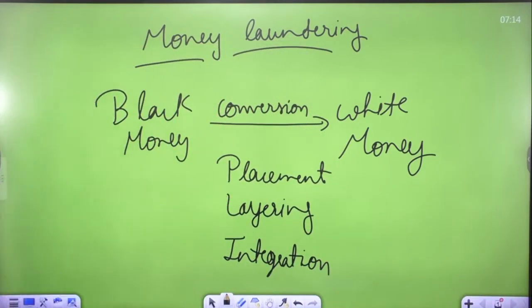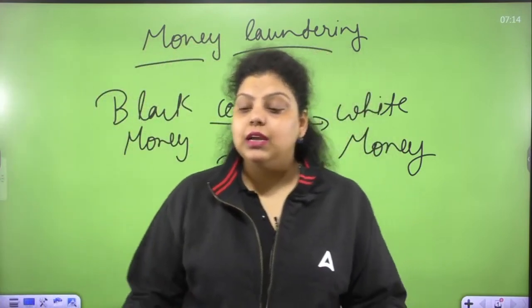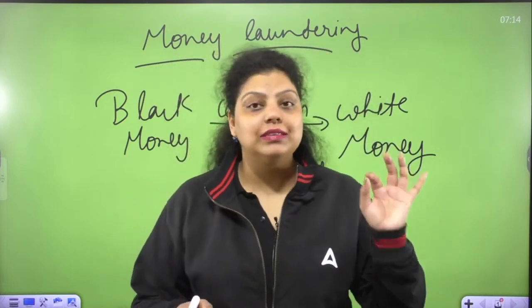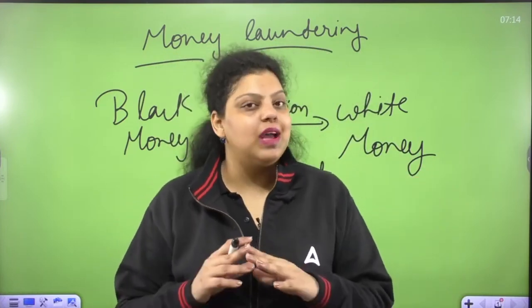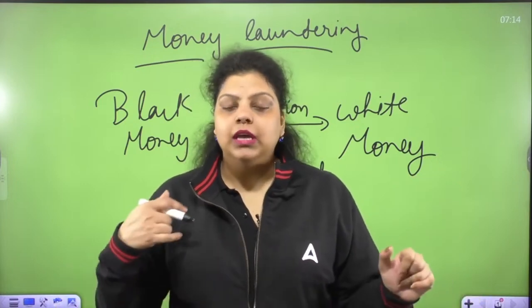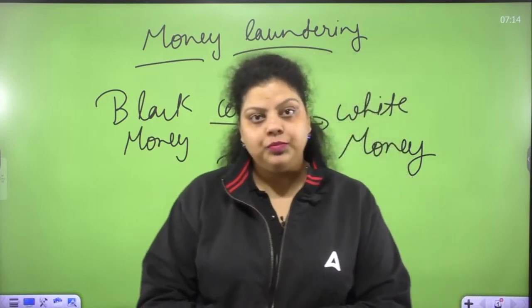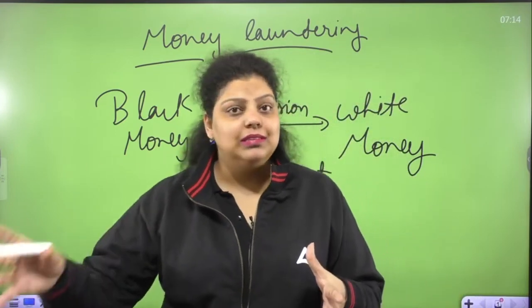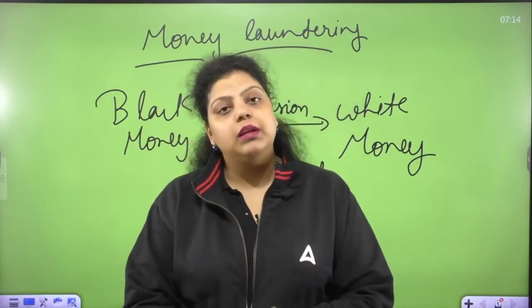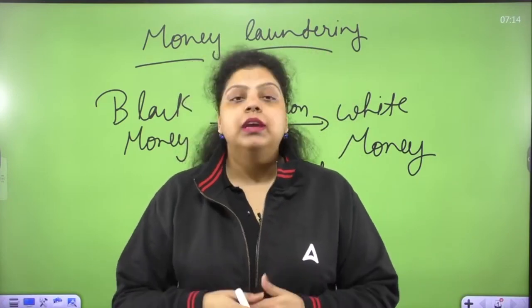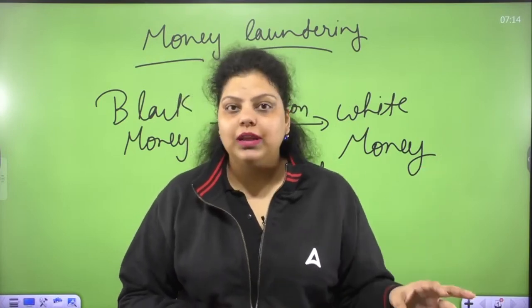Now the third one, we have integration. After investing that money, after creating a complex network of transactions, still our money is black money, because we do not have a legal source of income to tell. So now in the third stage, integration, we will be creating our personal assets. Let's say, for example, I purchased a bungalow, I started a business, whatever I have done, I have created my own personal asset.